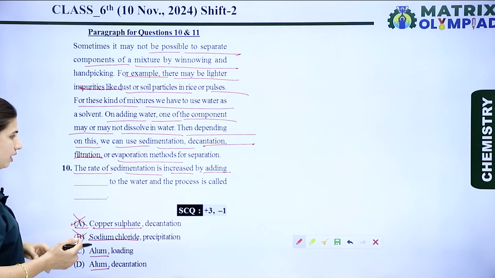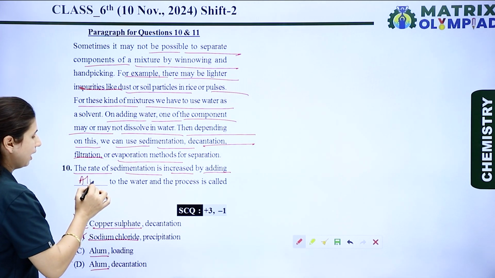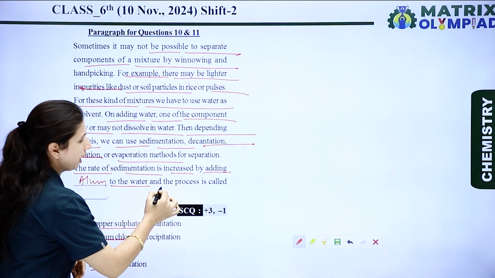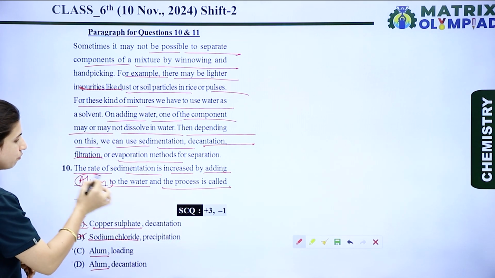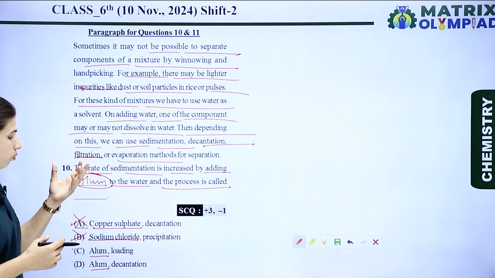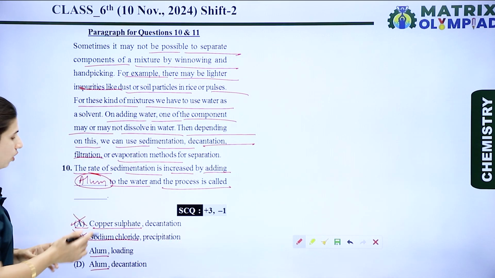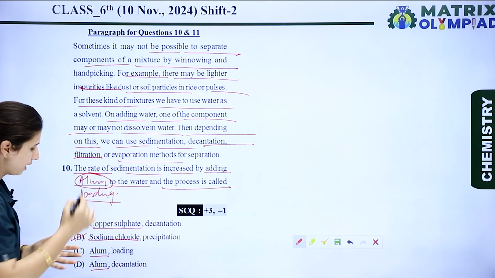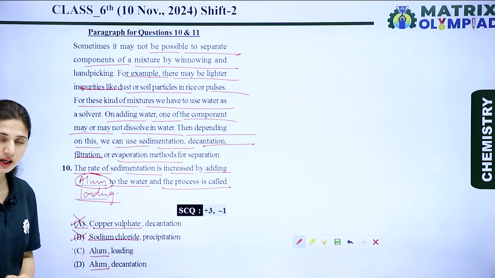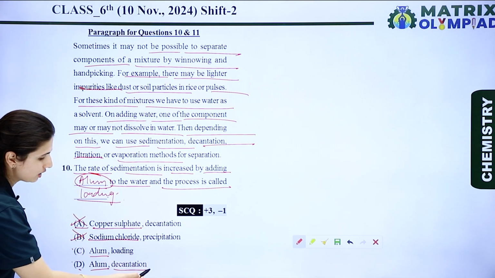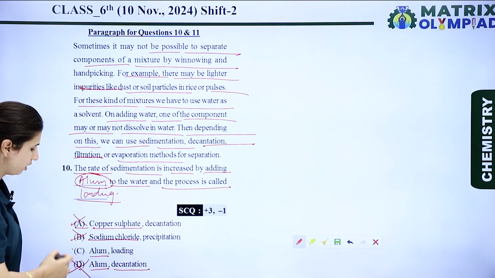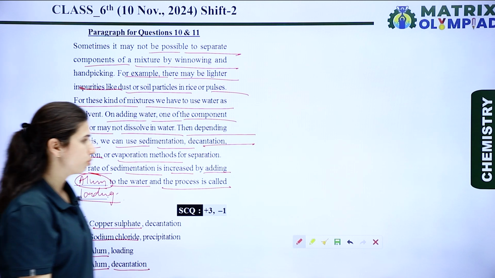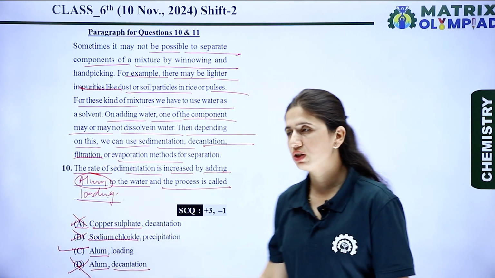Now, when we add the alum in the water, that process is known as loading. Okay, so now let's see the remaining option. Option D is decantation. No, it is not decantation, it is loading. So option C is the right option for this question.